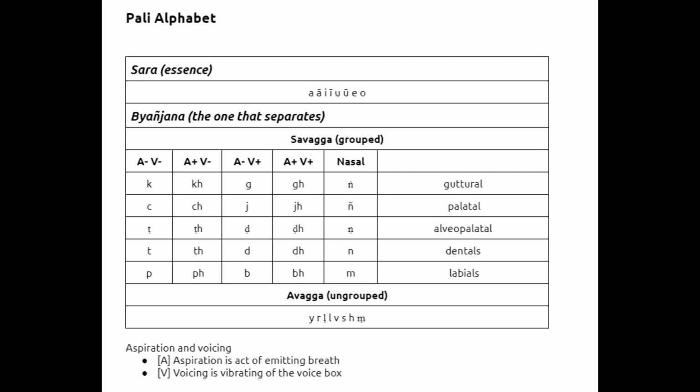With the la, you're not allowing the air to go through the middle of the mouth. You're letting it go through the sides. That's how we get the la sound. It's called the lateral, so it goes on both sides. La, la. I think ra and la are actually both considered alveopalatal.